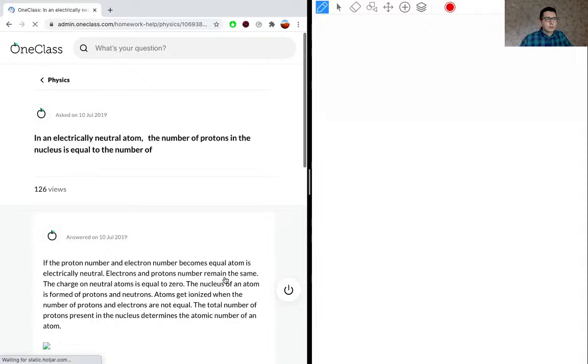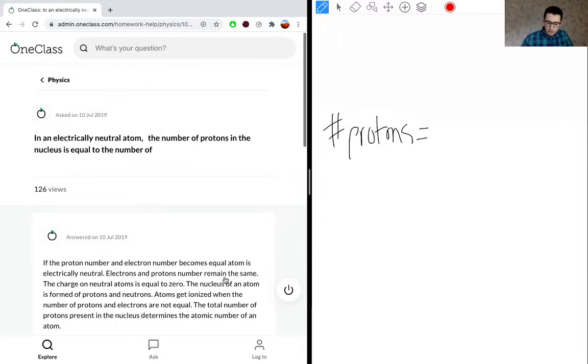Okay, so next question. In an electrically neutral atom, the number of protons in the nucleus is equal to the number of blank. For a neutral atom, this is more of a chemistry question rather than a physics question, but we'll answer it anyway. For any neutral atom, we have to know that the number of protons is equal to the number of electrons. So this is the answer.